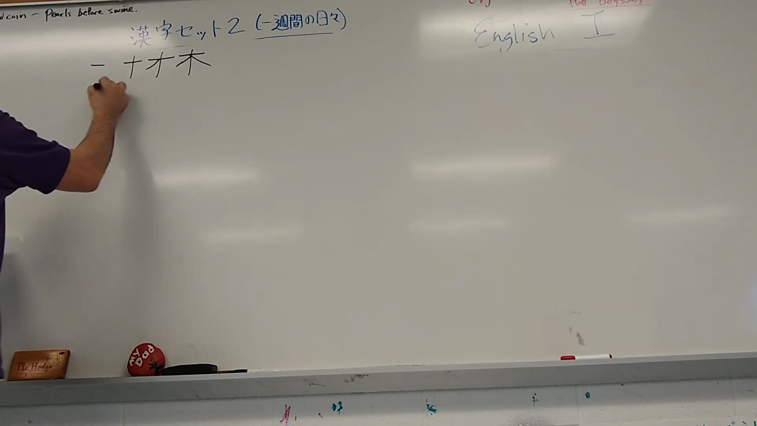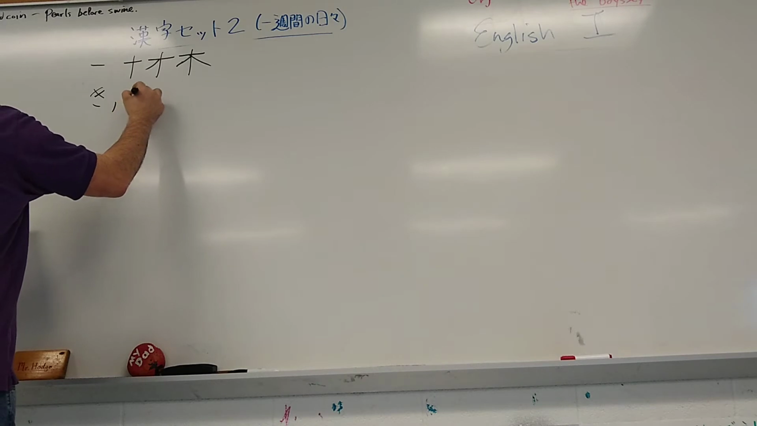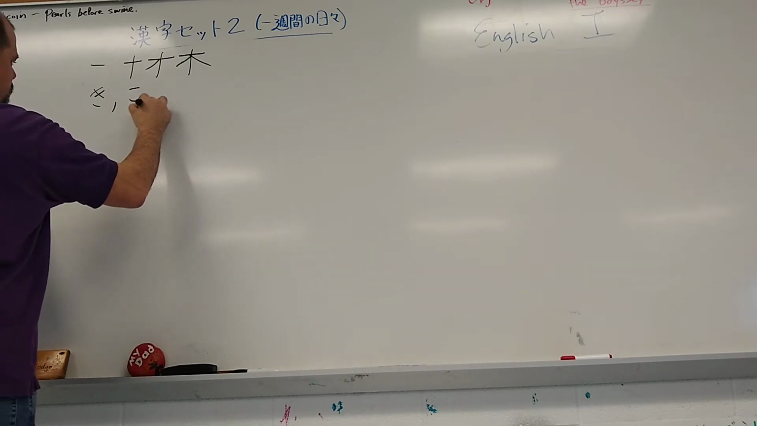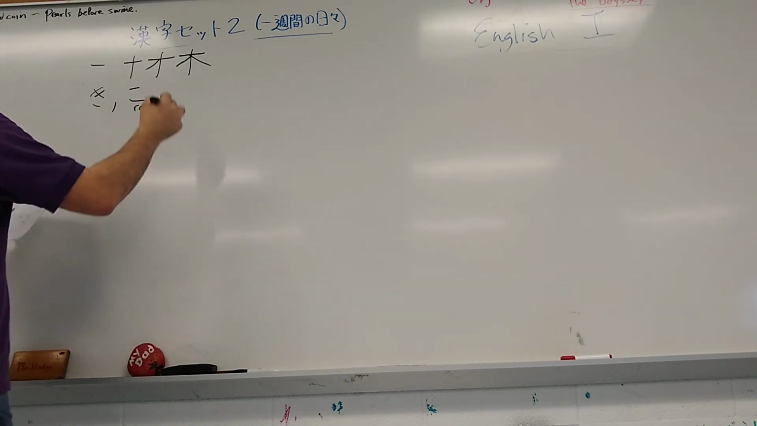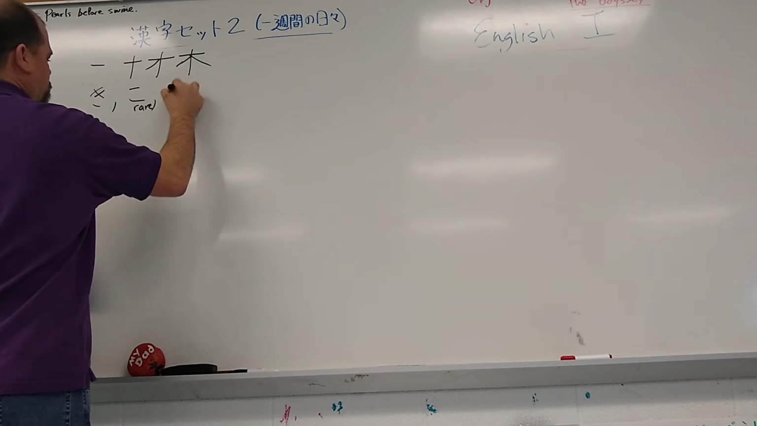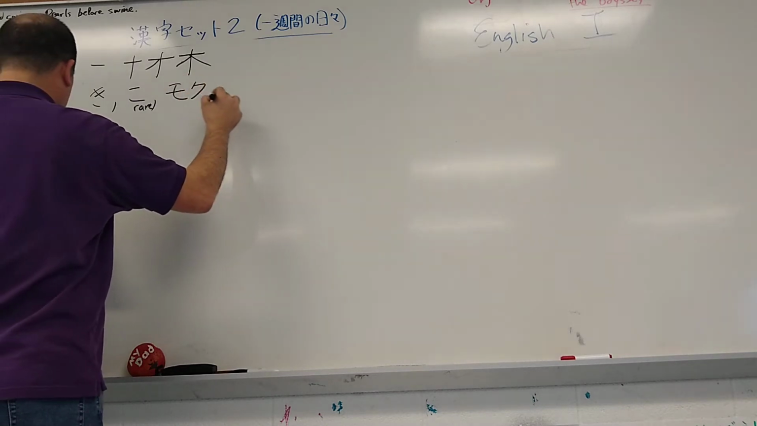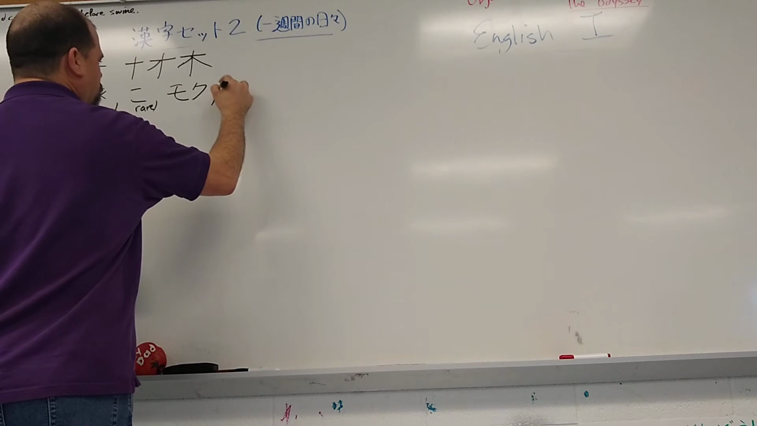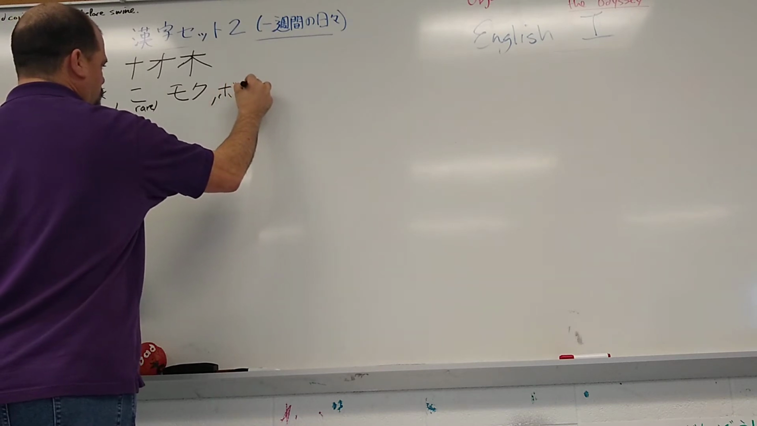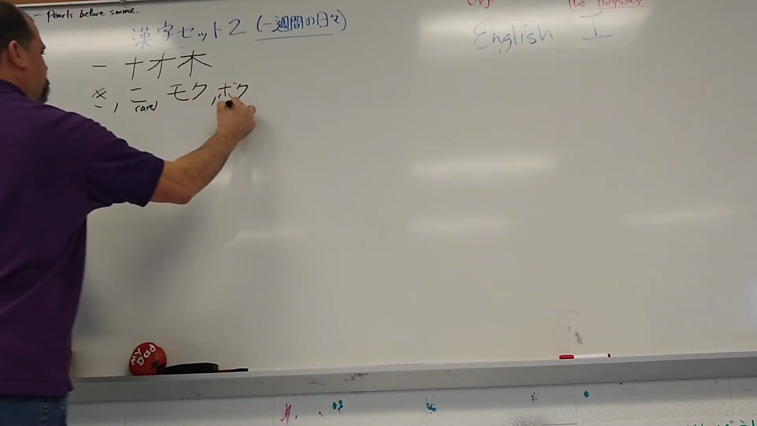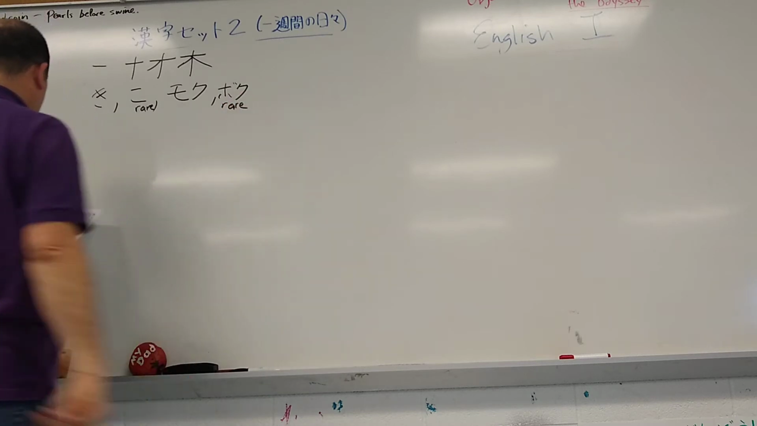So we've got several here. We've got ki. We've got ko, which is very rare. We've got moku, which I'm going to say onyomi because that's always together. Then we got boku, which is very rare. Okay. So let's look at these.